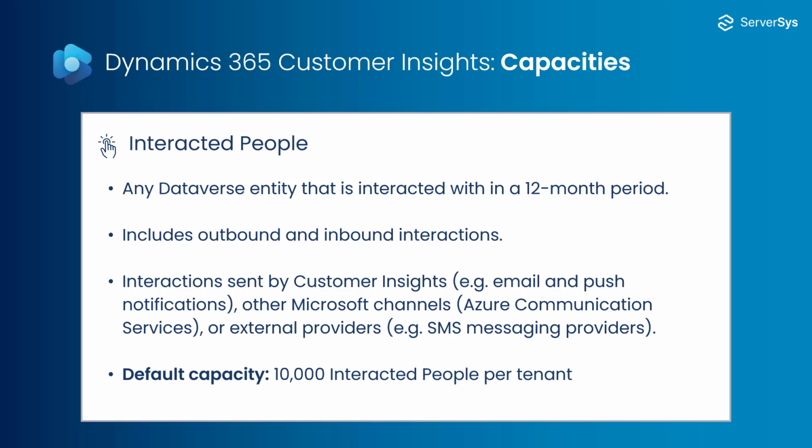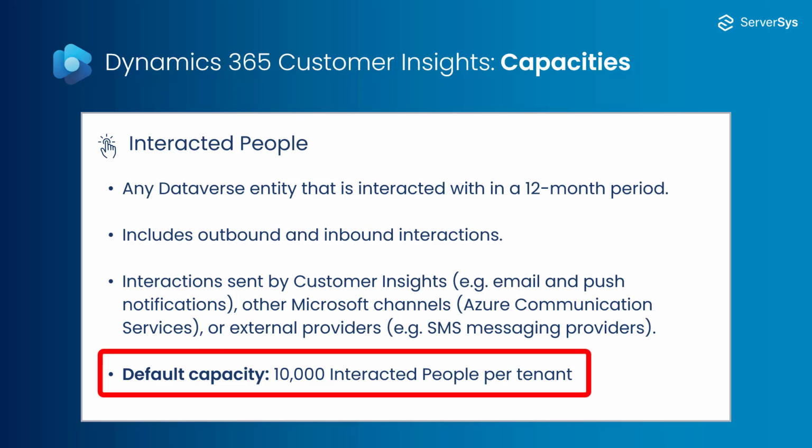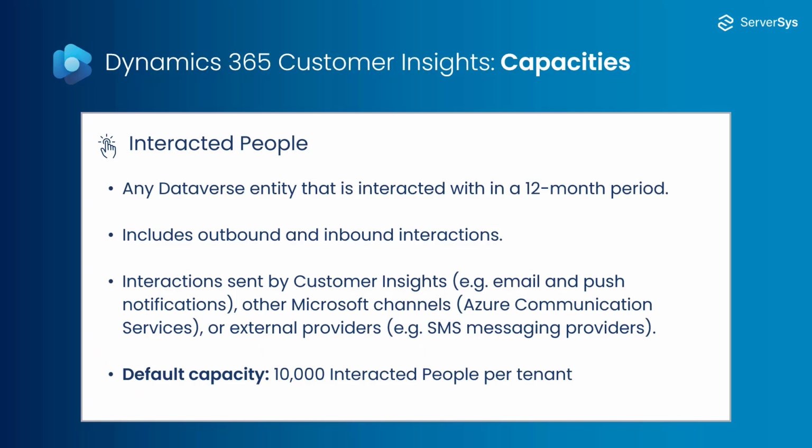Typical interactions are email opens and clicks and web forms processed through Customer Insights. Interactions through other channels are also counted, including SMS text messages delivered by third-party service providers. Records in your Dataverse tenant that don't have any Customer Insights marketing interaction during the last 12 months won't be counted. By default, either of the two base licenses include capacity for up to 10,000 interacted people per tenant.